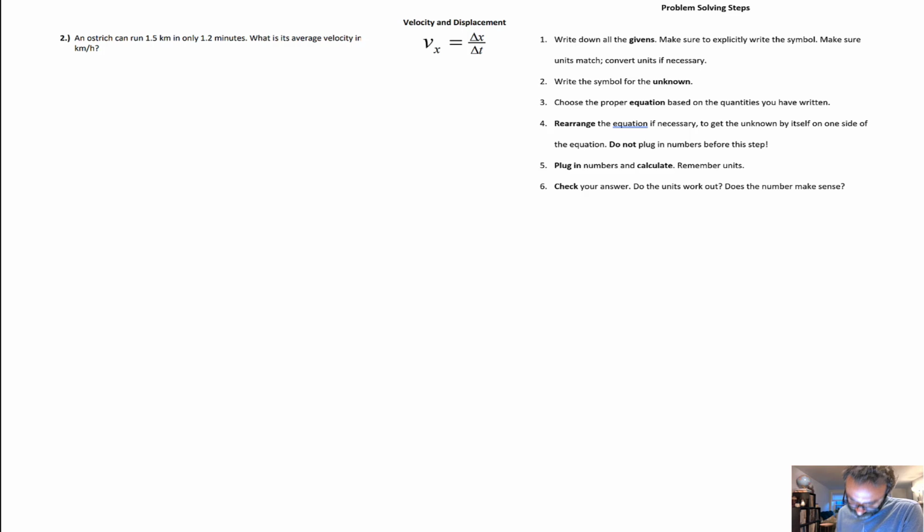Alright, here's the solution to number 2 in our basic velocity and displacement problem practice. This one says an ostrich can run 1.25 kilometers in only 1.2 minutes. What's its average velocity in kilometers per hour? So again, we always start out by writing down the givens, right?